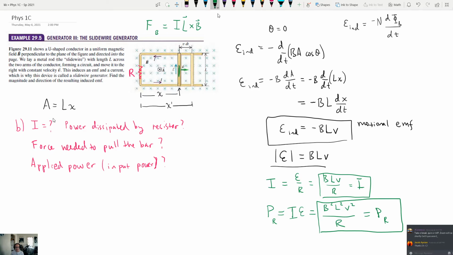So our current, here, let's use purple because that's what they're using. So our current's going this way, right? Okay. And if the current goes up, then what's the direction of this magnetic force then?